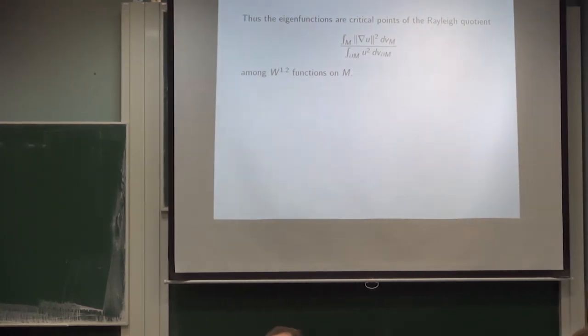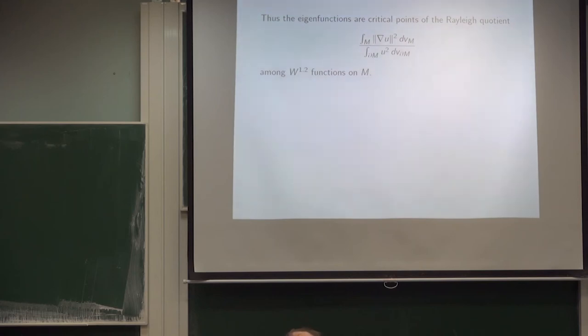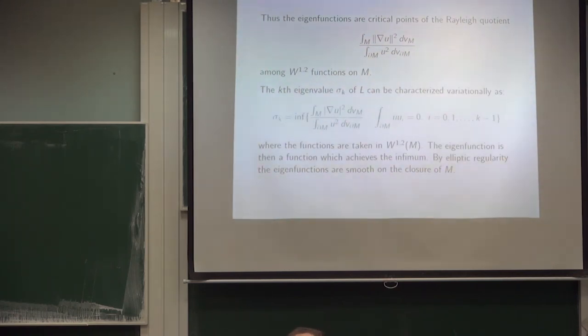We can characterize eigenfunctions and eigenvalues in a very similar way as we do for the Dirichlet and Neumann problems. And so they're critical points of what's called a Rayleigh quotient. So if you take the Dirichlet integral and normalize it by dividing by the L2 norm squared, now not on M but on the boundary of M, then the critical points of that quantity, the Rayleigh quotient, are exactly the eigenfunctions. And you can find them variationally.